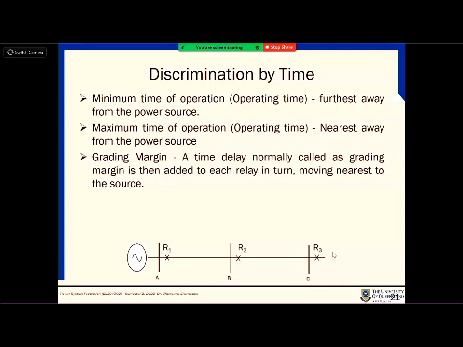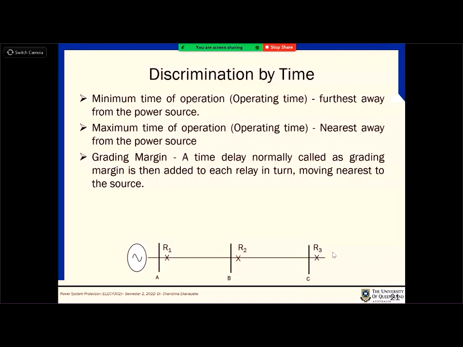The time delay that you set between the operation of these two relays is called the grading margin. I will come to the grading margins in a later slide as well.